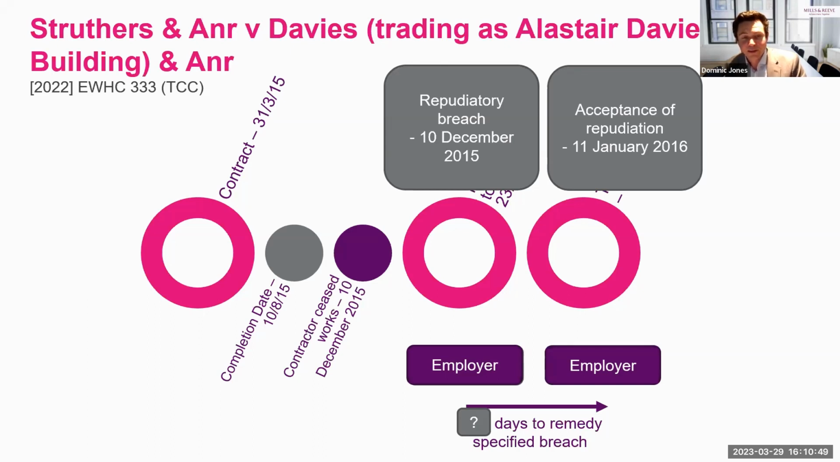If that had not been the case, the invalid attempt to terminate in accordance with the contractual machinery could have meant that the employers themselves had repudiated the contract, entitling the contractor to accept that repudiation and to claim damages itself.